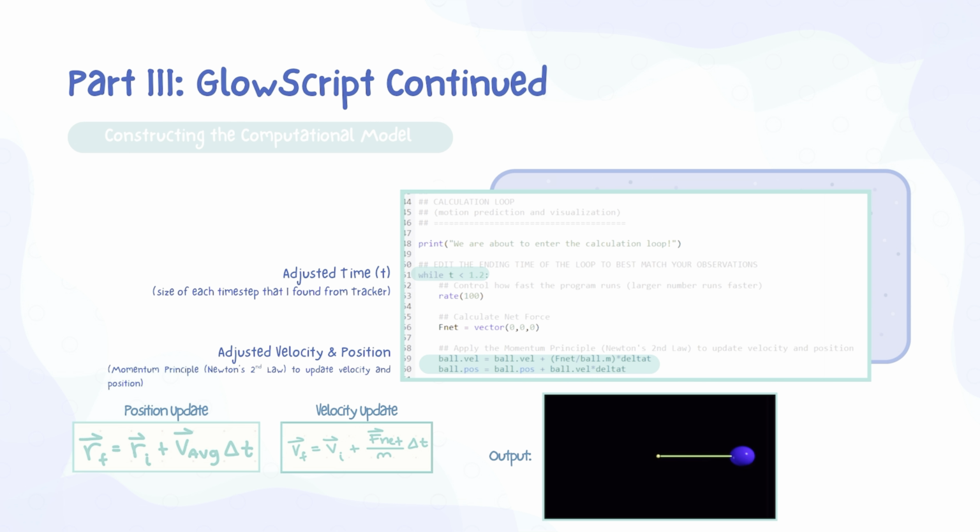I also adjusted the time to 1.2 seconds, and I had to apply Newton's second law to update velocity and position using the velocity and position update formulas. The code produced a blue sphere moving to the right with constant velocity, exactly as Newton's second law predicts when the net force is 0.